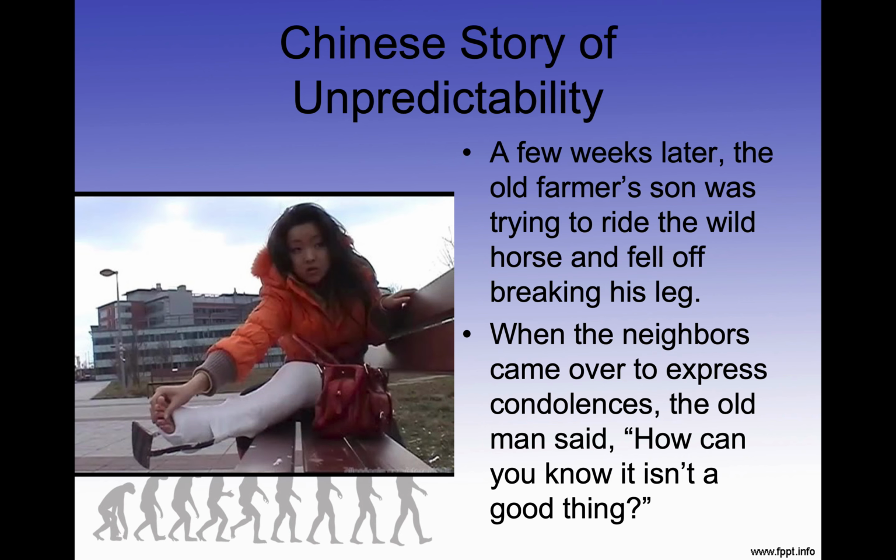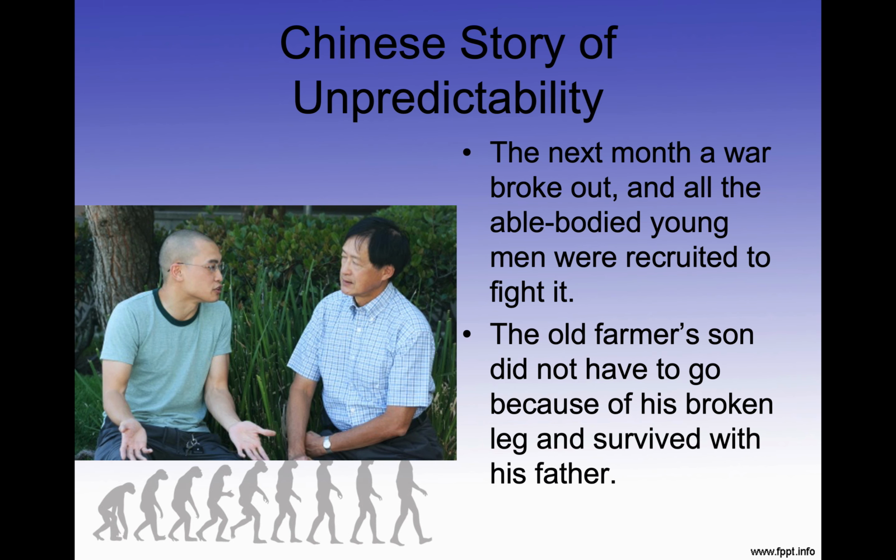A few weeks later, the old farmer's son was trying to ride the wild horse and fell off, breaking his leg. When the neighbors came over to express condolences, the old man said, "How can you know this isn't a good thing?" The next month, a war broke out, and all the able-bodied young men were recruited to fight it. The old farmer's son did not have to go because of his broken leg, and he survived with his father, whereas all the able-bodied young men went to war and all of them died.